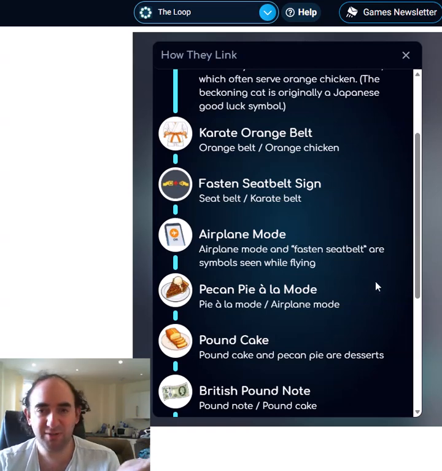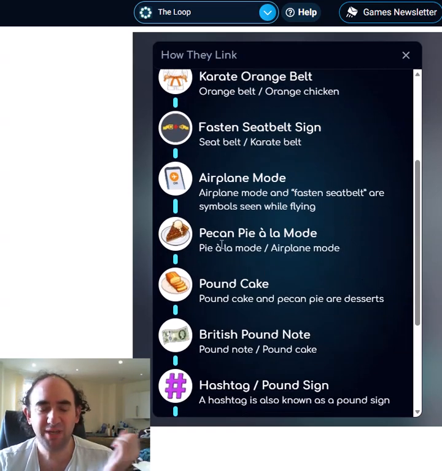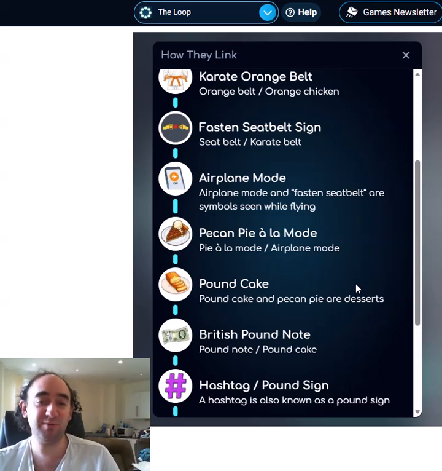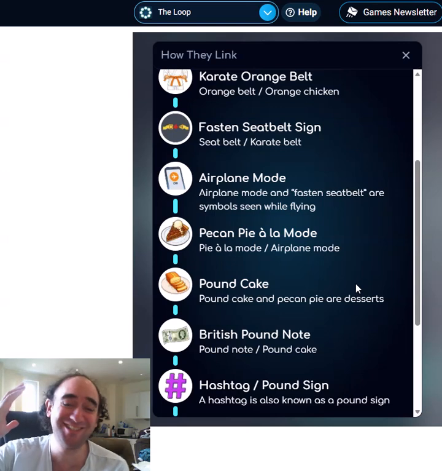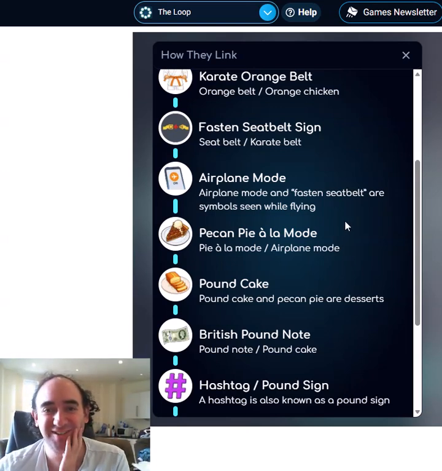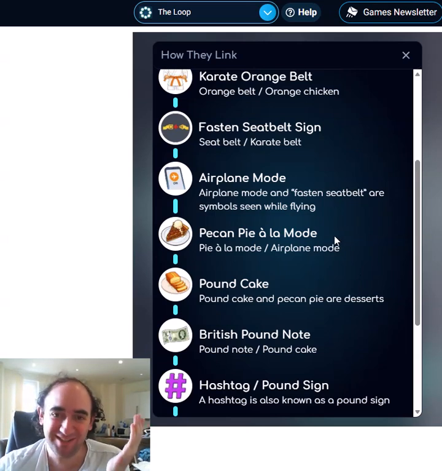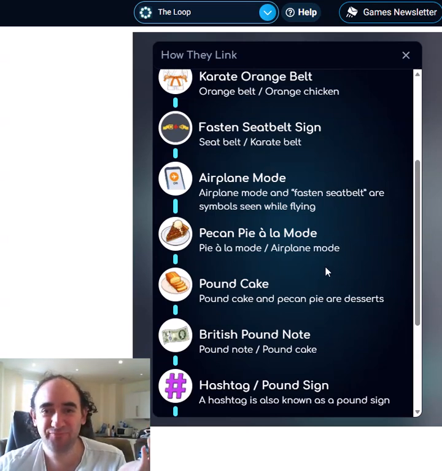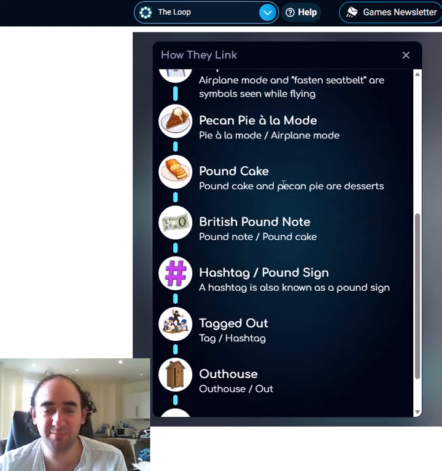Airplane mode and fasten seatbelt, both used while flying. We worked that out. Pecan pie, I said that. Apparently, I was supposed to know it was pecan pie a la mode, and this is airplane mode. I thought I'd have done ridiculously well to recognise pecan pie. The fact that I was meant to recognise pecan pie a la mode, that is just absolutely ridiculous. How anyone could be expected to work that out, I don't know. Anyway, that's why it goes next to the other mode.